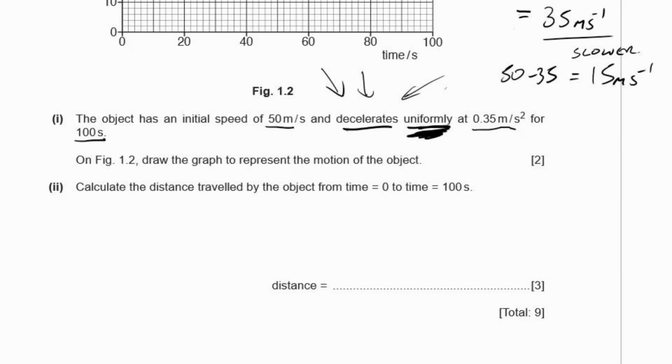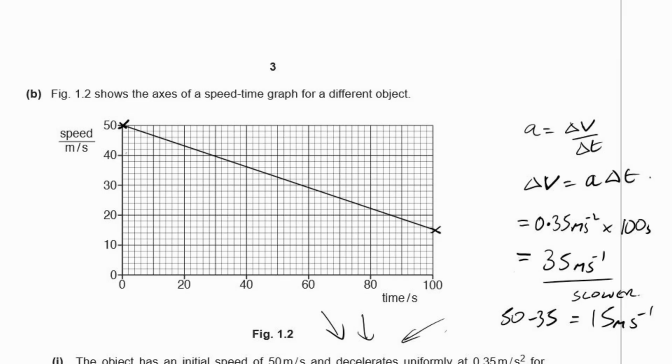Part 2. Calculate the distance travelled by the object from time t equals 0 to time 100 seconds. Alright, so for this we're just going to be calculating the area under the graph. Probably the easiest way to do it, certainly the way I find easiest anyway, is just to break it down into 2 shapes. One, this big old rectangle down the bottom. It's not a very straight line, but assume it is. The area of this rectangle will just be 15 meters per second multiplied by 100 seconds, and the area of the triangle at the top would be 1/2 times base times height, 1/2 times 100 seconds times the height, which is 50 minus 15. It's 35 meters per second. So there we go. That's the calculation we'll perform.